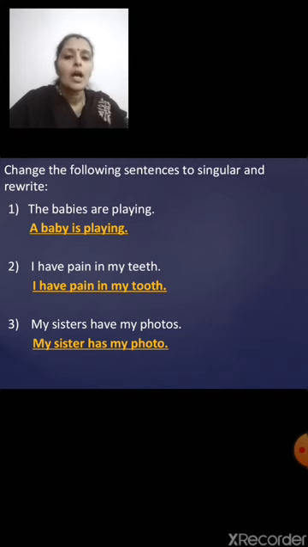Yes, children, understood all of you? Yes, go through this again. Keep in mind all the rules we have learned till now. There are some nouns which don't follow the rules. So you have to keep those nouns in mind. And for the rest, you have to keep the rules in mind, how the plural form is written. Right? Go through that, revise again and practice.